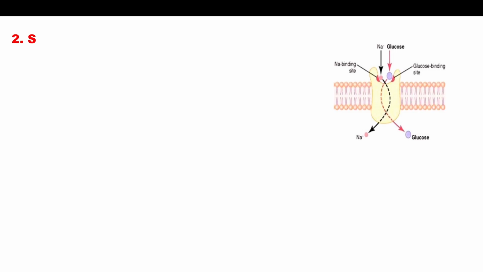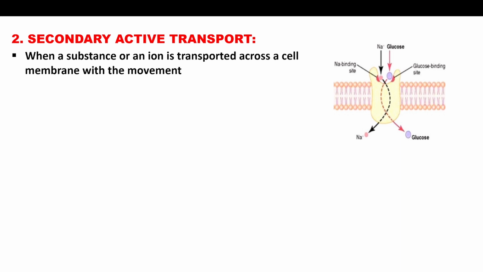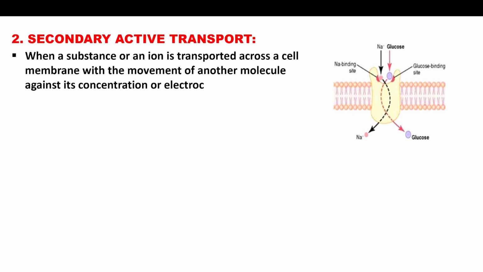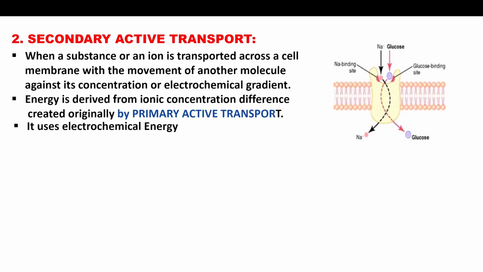2. Secondary active transport. When a substance or an ion is transported across a cell membrane with the movement of another molecule against its concentration or electrochemical gradient, energy is derived from the ionic concentration difference created originally by primary active transport. It uses electrochemical energy, not directly ATP, to move molecules.